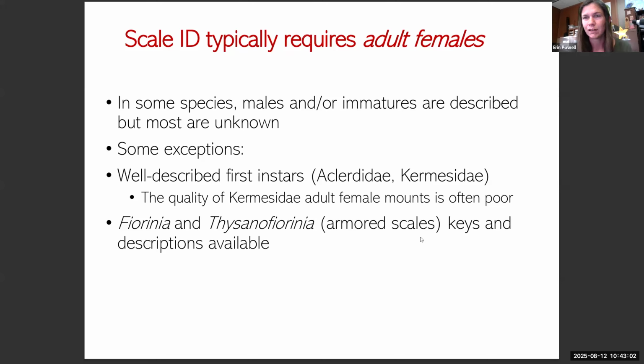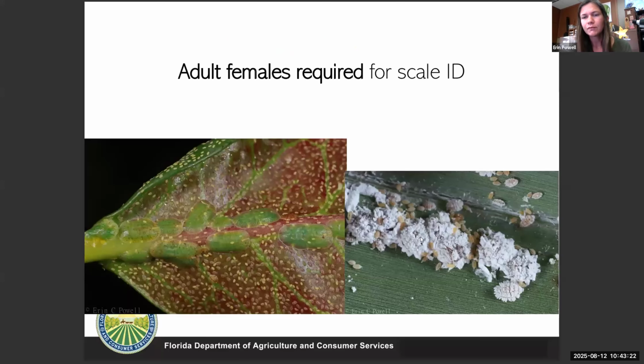A lot of the males are not described at all. It's only 5% of the adult males of the mealybugs that have even been described by science. So a lot of times we'll get adult males in traps and we can't identify them at all. Some immatures can be identified, but that is rare. So generally, I'm looking for adult females when I'm doing identifications.